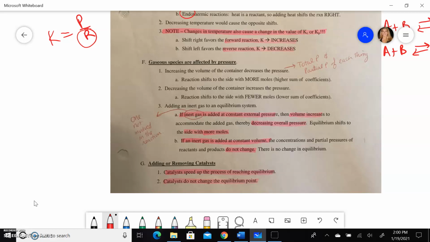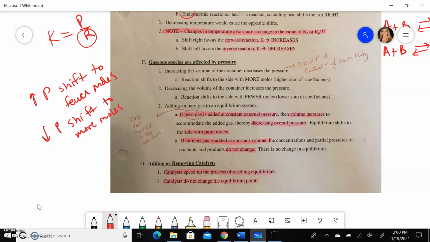So if you increase the pressure, it's going to shift towards the side with fewer moles. And if you decrease the pressure, it's going to shift towards the side with more moles. And when I say moles, I'm talking about the coefficients.